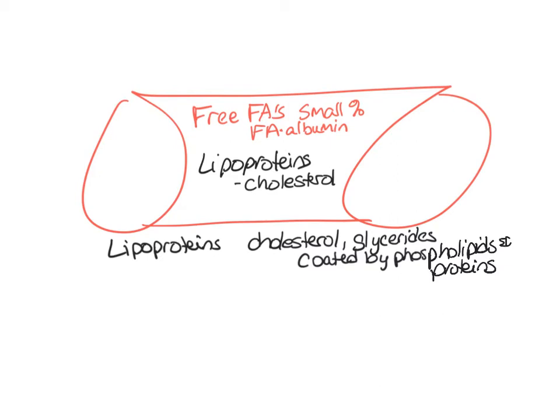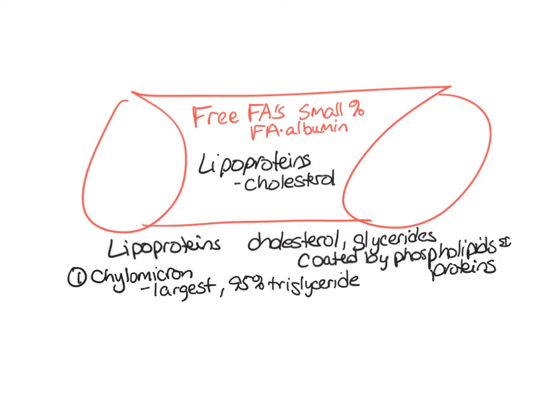And there's different classifications of lipoproteins, so I just want to go over what those are now. The first one is a chylomicron. These you've heard of before. They're the largest ones that there are. They make up 95% triglyceride. These chylomicrons are produced when you absorb triglycerides from your diet into the cells of the intestinal wall, and then the triglycerides are made into chylomicrons. And from there, the chylomicrons move into the lymphatic system.